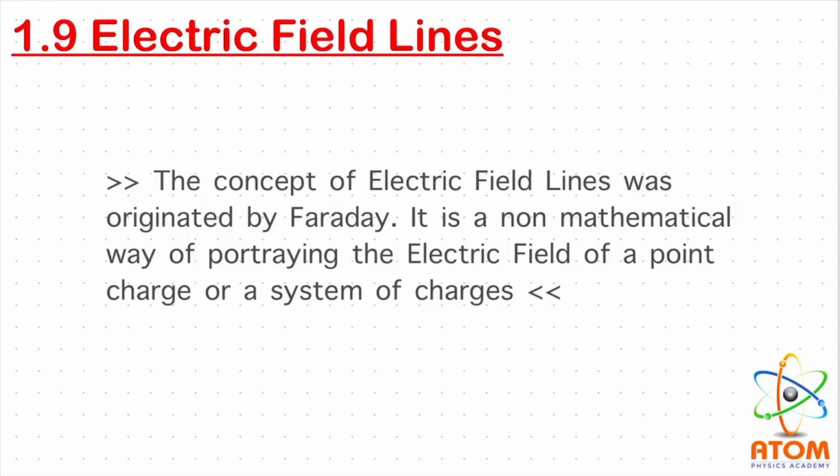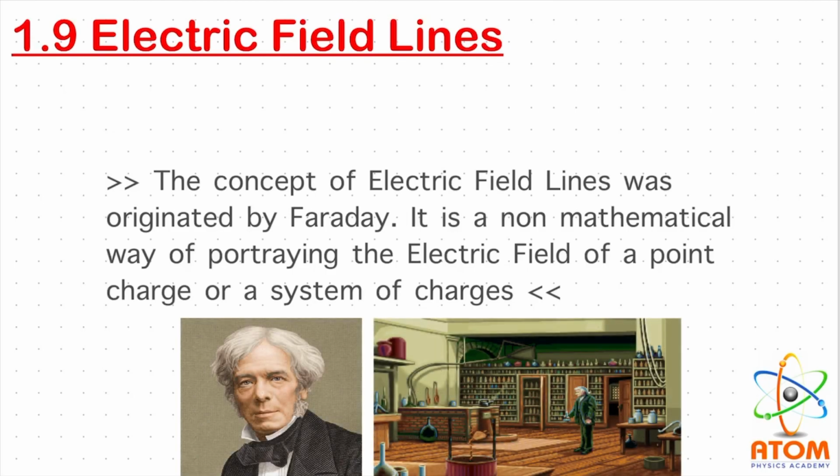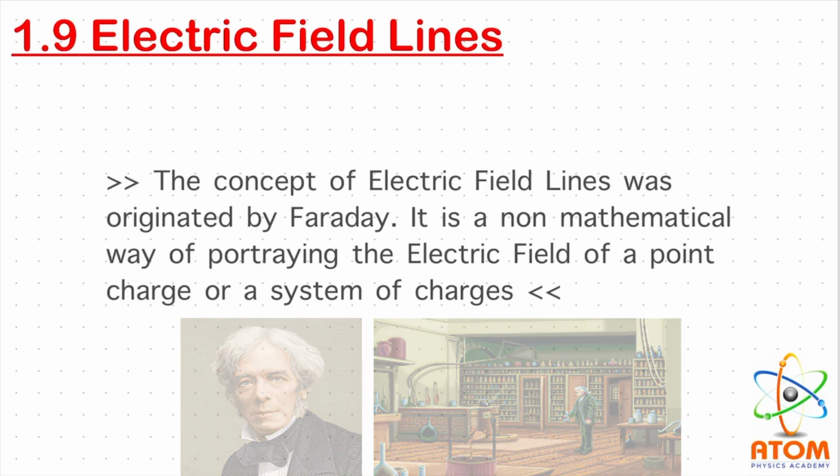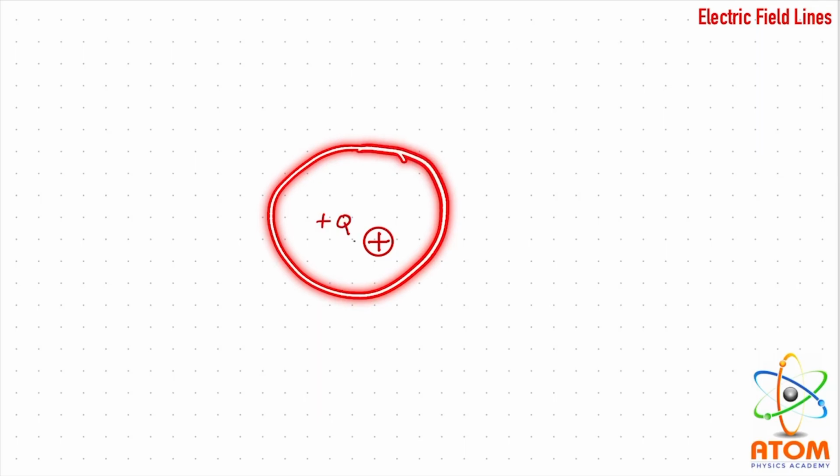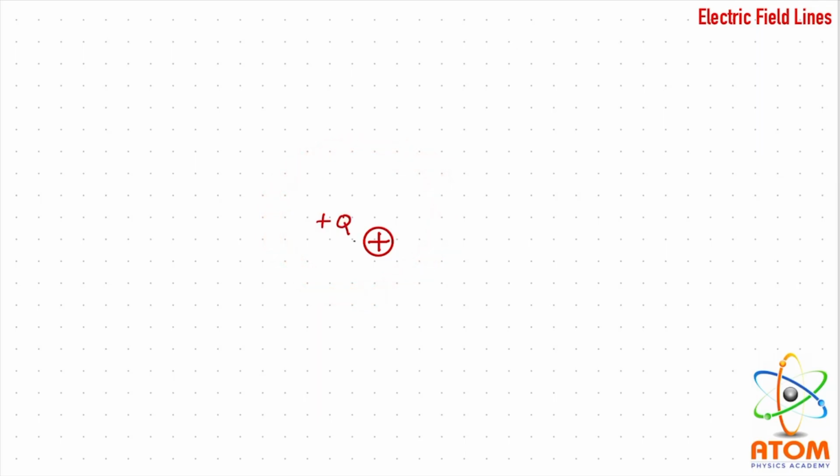Now let us see electric field lines. The concept of electric field lines was originated by Michael Faraday. It is a non-mathematical way of portraying the electric field of a point charge or a system of charges. For this, let us consider this positive Q charge in space.